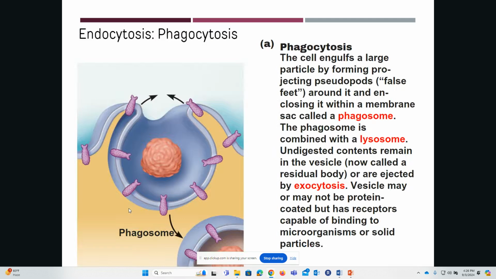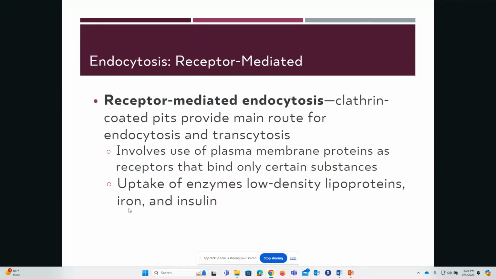Phagocytosis is solid phase endocytosis, and we tend to call the vesicle or membranous sac created a phagosome instead of a vesicle, and this is the one that's generally combined with a lysosome. Any of the waste products or residual material created can leave or exit the cell via exocytosis.